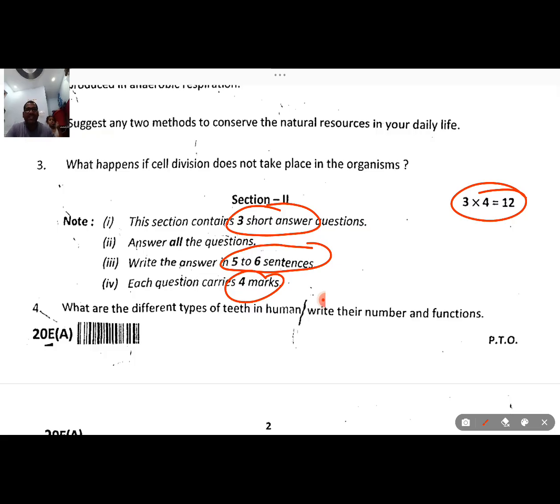So maximum 6 sentences, don't try to write less than that. In that, the fourth question: we have the first bit with 1, 2, 3 questions, and the second bit with 4, 5, 6 questions. Remember, in your examination answer sheet also, you are supposed to write the numbers like this only. Don't write section 2 first question, section 2 second question. Whatever the question numbers are given in the question paper, only those numbers you are supposed to write.